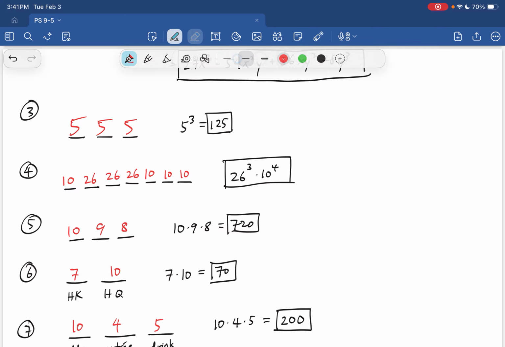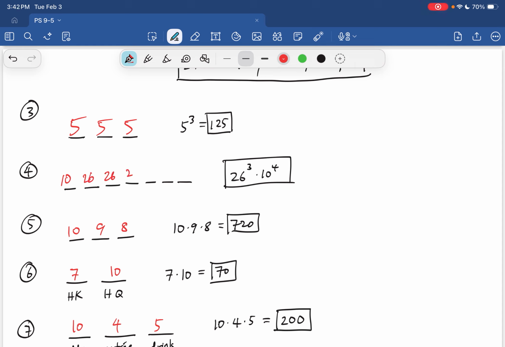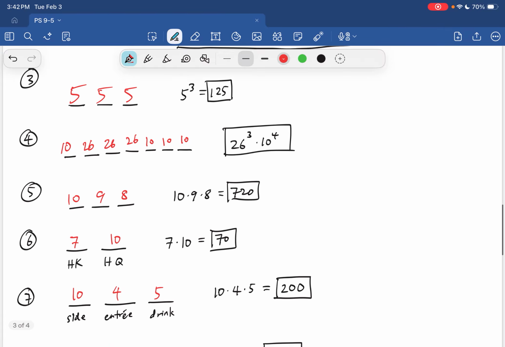Number 4 is very similar, except now we have different criteria for every position. Our first position is a number, so we're going to have 10 choices there, 0 through 9. But the next 3 are all letters, and so we'll have 26 choices for every single one of them. 26 letters, 26 and 26. And then finally, we'll have 10 choices for the last 3 digits. And so that's going to give us 26 cubed times 10 to the 4th.